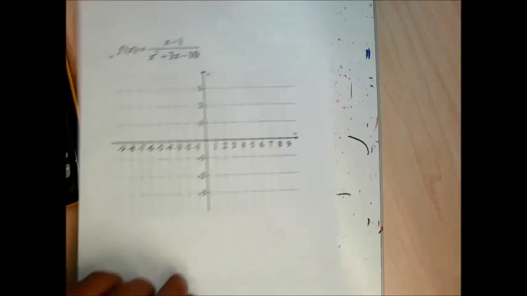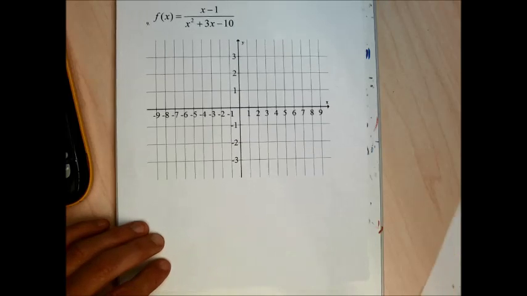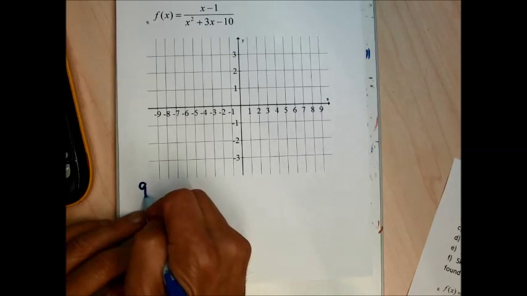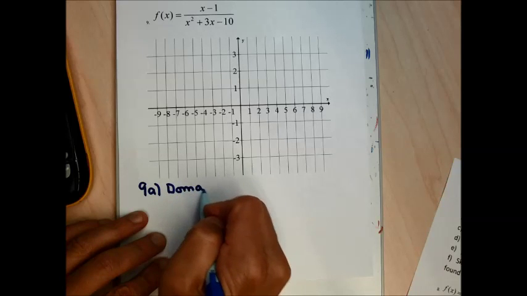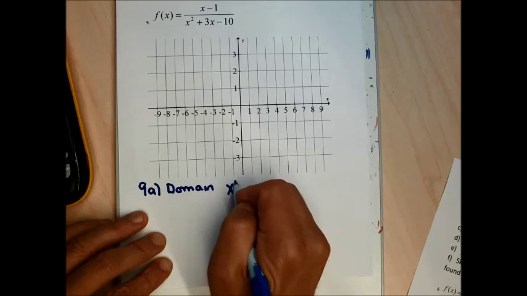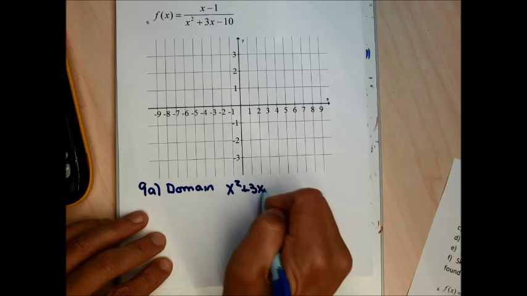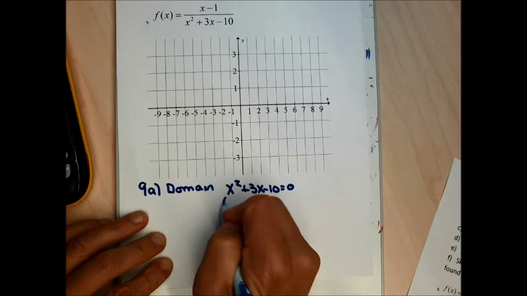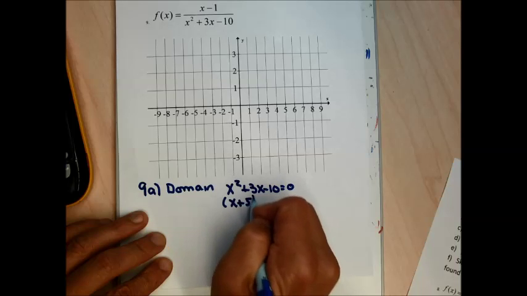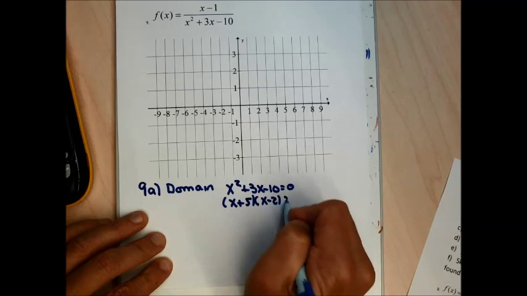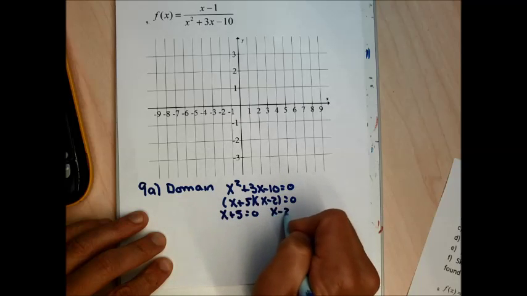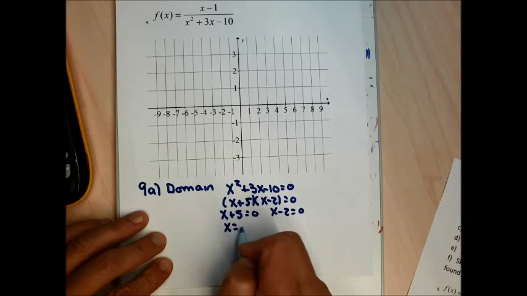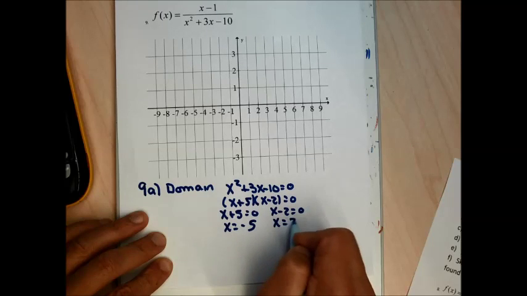All right, on to number 9. Number 9 has the same parts. So for 9a, I'm going to find the domain. And to find the domain of any fraction, it's enough just to set the denominator equal to 0. When I set this equal to 0, I'm going to factor. And the numbers I'm going to exclude from the domain are -5 and +2.